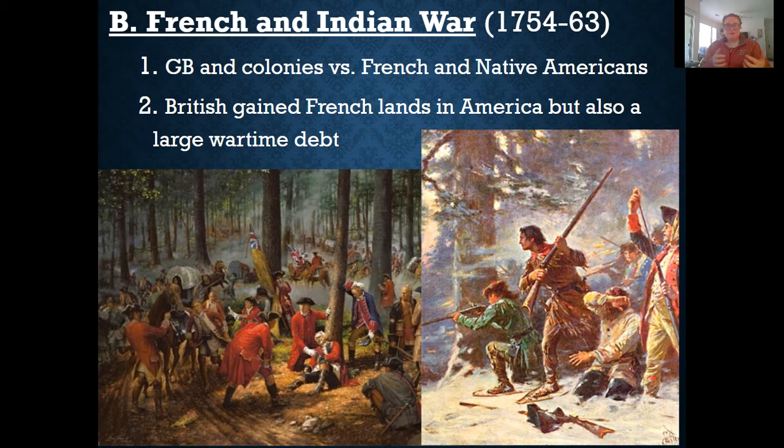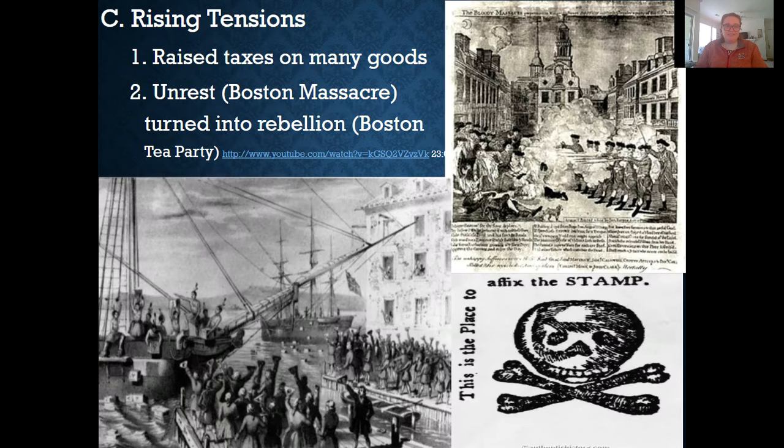And because of this struggle and fighting between Great Britain and France in Europe, and then the colonies and natives with Great Britain and France's help, they ended up spending a lot of money and hundreds of people died. So the British finally won a swift victory and gained all of the French lands in America, but they also started to incur a lot of wartime debt.